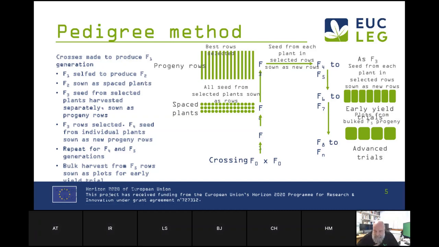So this selection from progeny rows is repeated over several seasons. Sorry, yield trials are repeated at several sites over a number of seasons and with increasing plot sizes. Eventually you get to a point where one or more lines are selected for progression as a variety, and are then entered into statutory trials where they're measured independently for DUS and value for cultivation and use. So the DUS characteristics are the UPOV characteristics already mentioned. And if they satisfy the statutory requirements, you have a new variety.